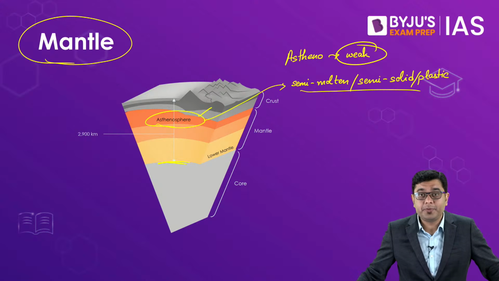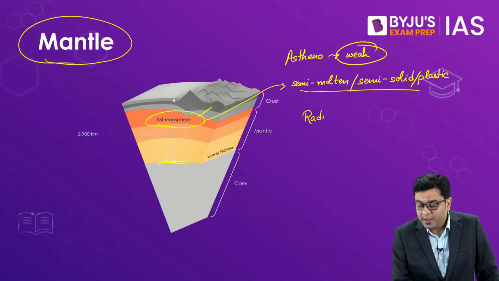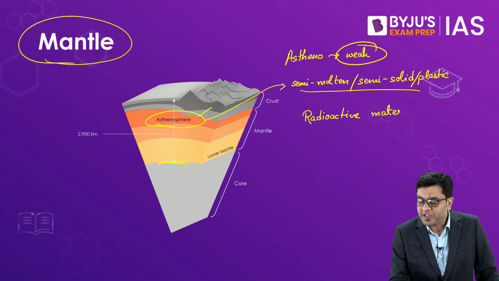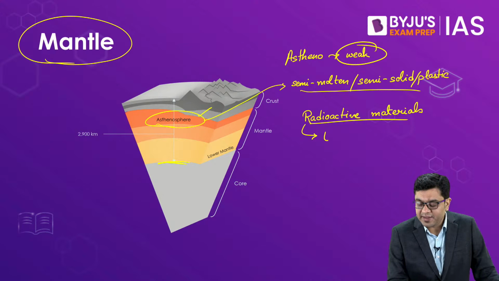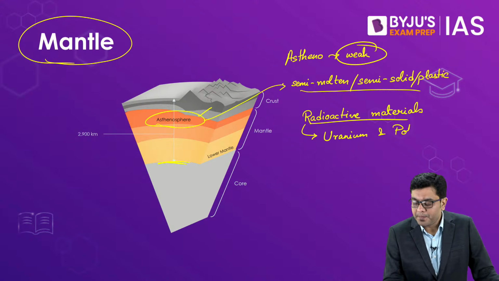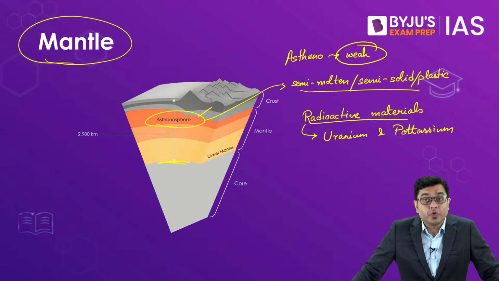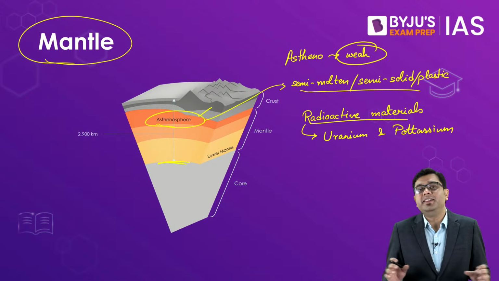Why do you have that sudden spike in temperature? That is because of the presence of certain radioactive elements, certain radioactive materials. Which are the radioactive materials which are present there in predominance? You have materials such as uranium and potassium. Now, please don't get confused about how potassium can be radioactive. Here you have different isotopes of potassium. A few of the isotopes are radioactive, and they are present in this layer.